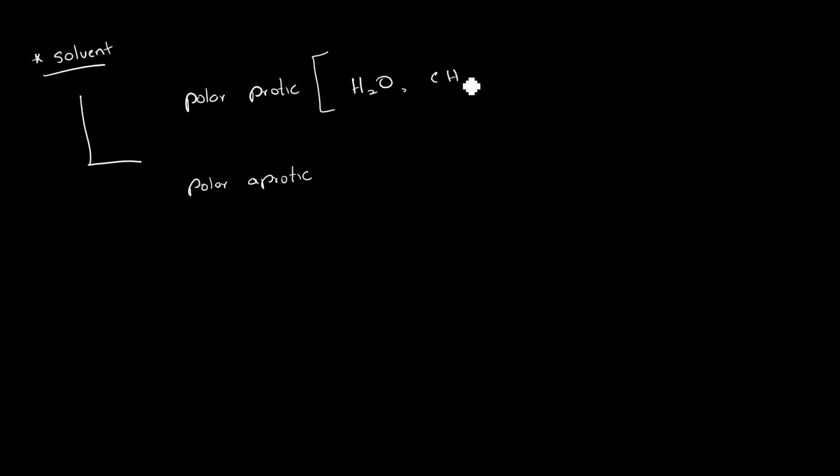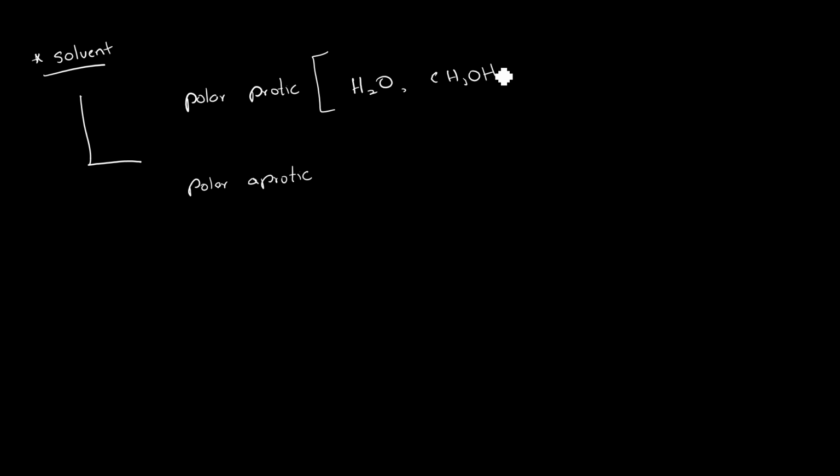Now there are two types of solvents. You need to understand there are two types. First is polar protic. Another one is polar aprotic. Polar protic means solvents that can form hydrogen bonds, like H2O, CH3OH, and these kinds of things.